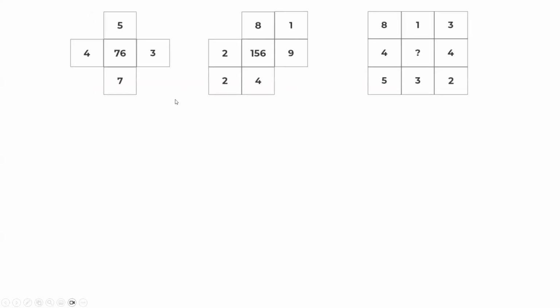So the next question is like this. We have three sets of different blocks, and we need to figure out the missing number in the third block. By looking at this, it seems a very difficult question, but this is also very easy because we need to find how these numbers are interrelated. So just start, keep on solving.